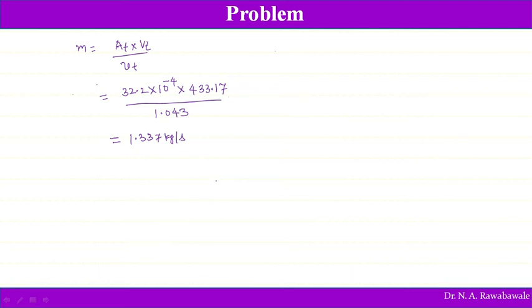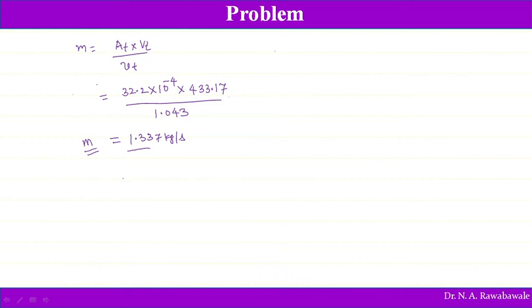1.33 kg per second. Seven kg per second mass flow rate is obtained here.